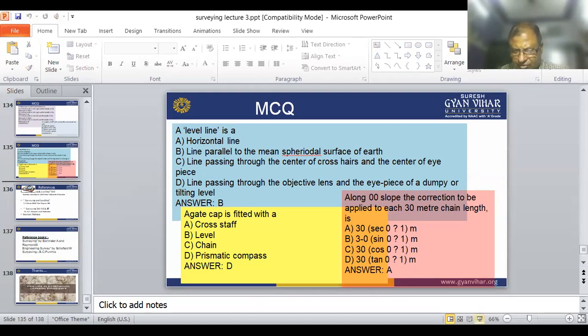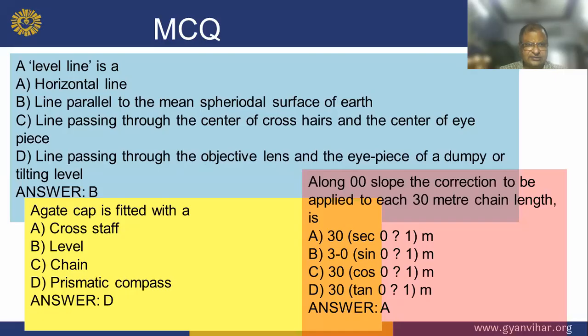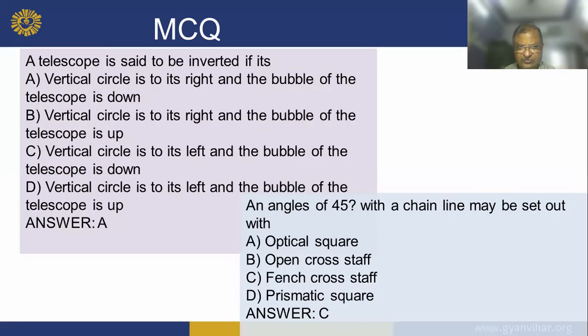The correct answer is B: a line parallel to the mean spherical surface of the earth. And the next question: a cross staff is fitted with a cross stop. The correct answer is D, the compass stop.